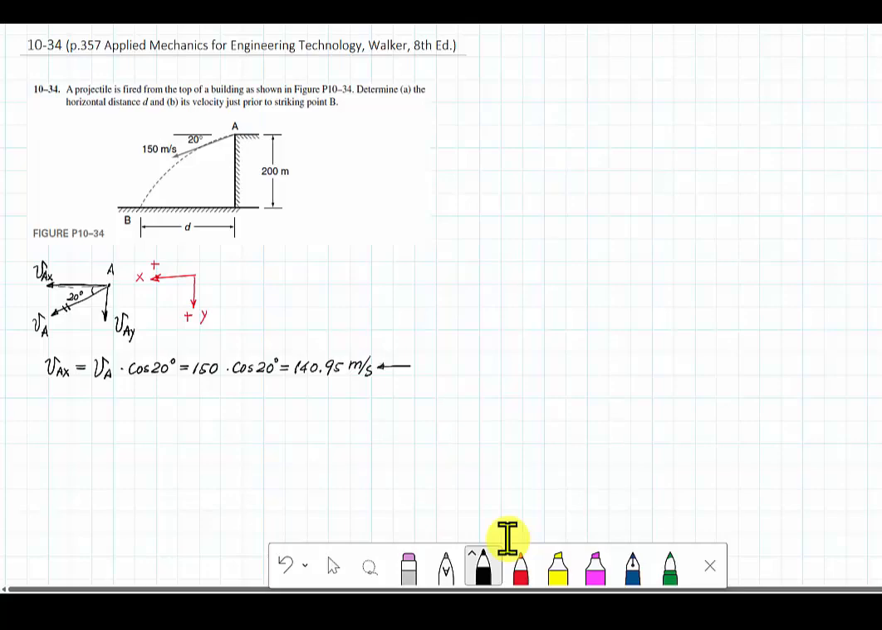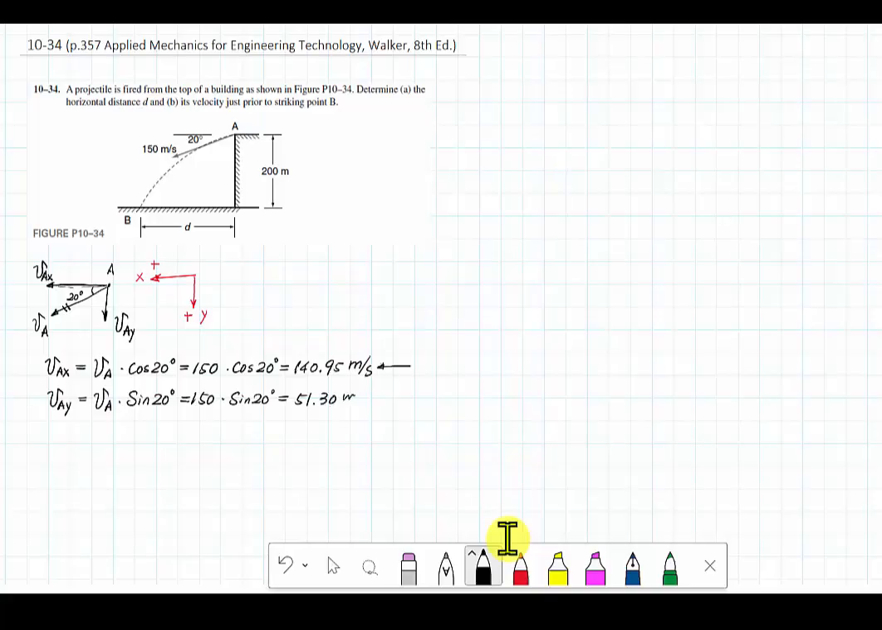Okay, and then VAY is VA sine 20 degrees. So 150 times sine 20, we get 51.3 meters per second and going down.